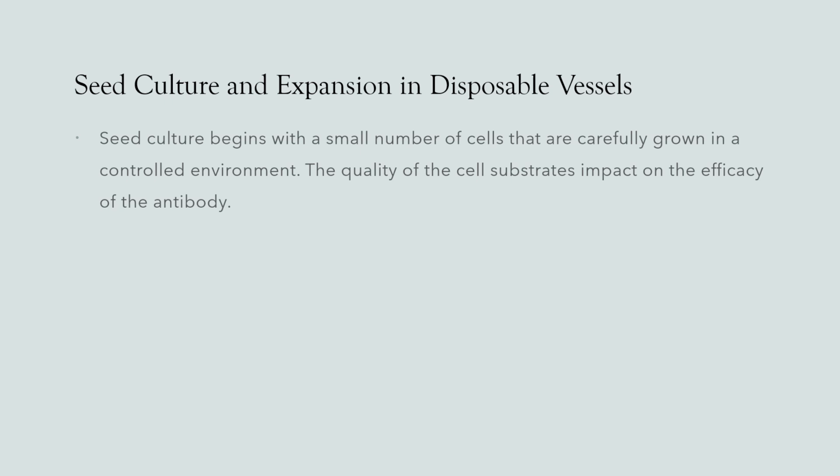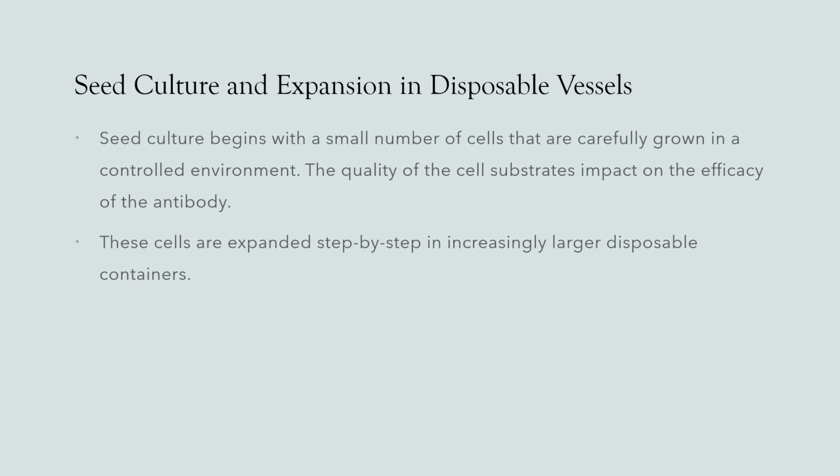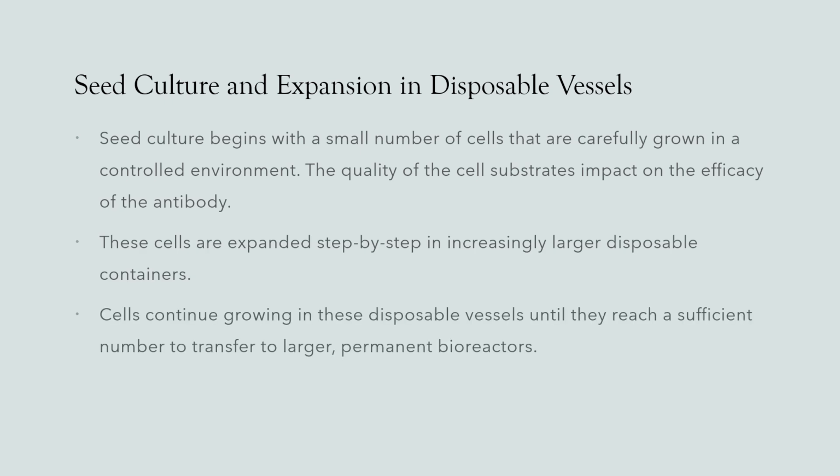So you start off the seed culture, which is the expansion of the cells from the working cell bank in these disposable vessels. These are usually plastic bags or flasks, single-use plastic containers used in the early growth stage. They're convenient because they reduce the risk of contamination and don't require cleaning after use. And these cells are expanded step by step in increasingly larger disposable containers until they reach a sufficient quantity that you can transfer them to a stainless steel bioreactor.